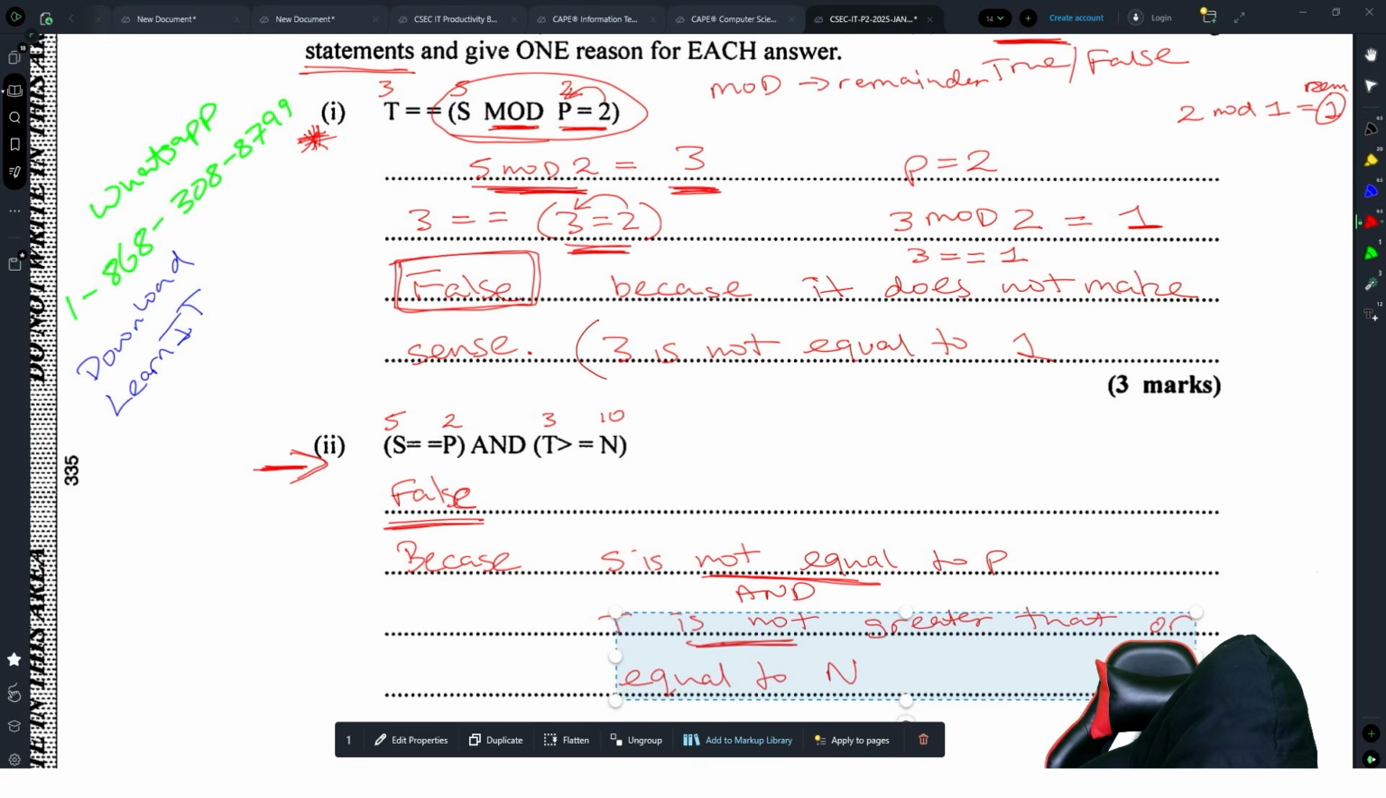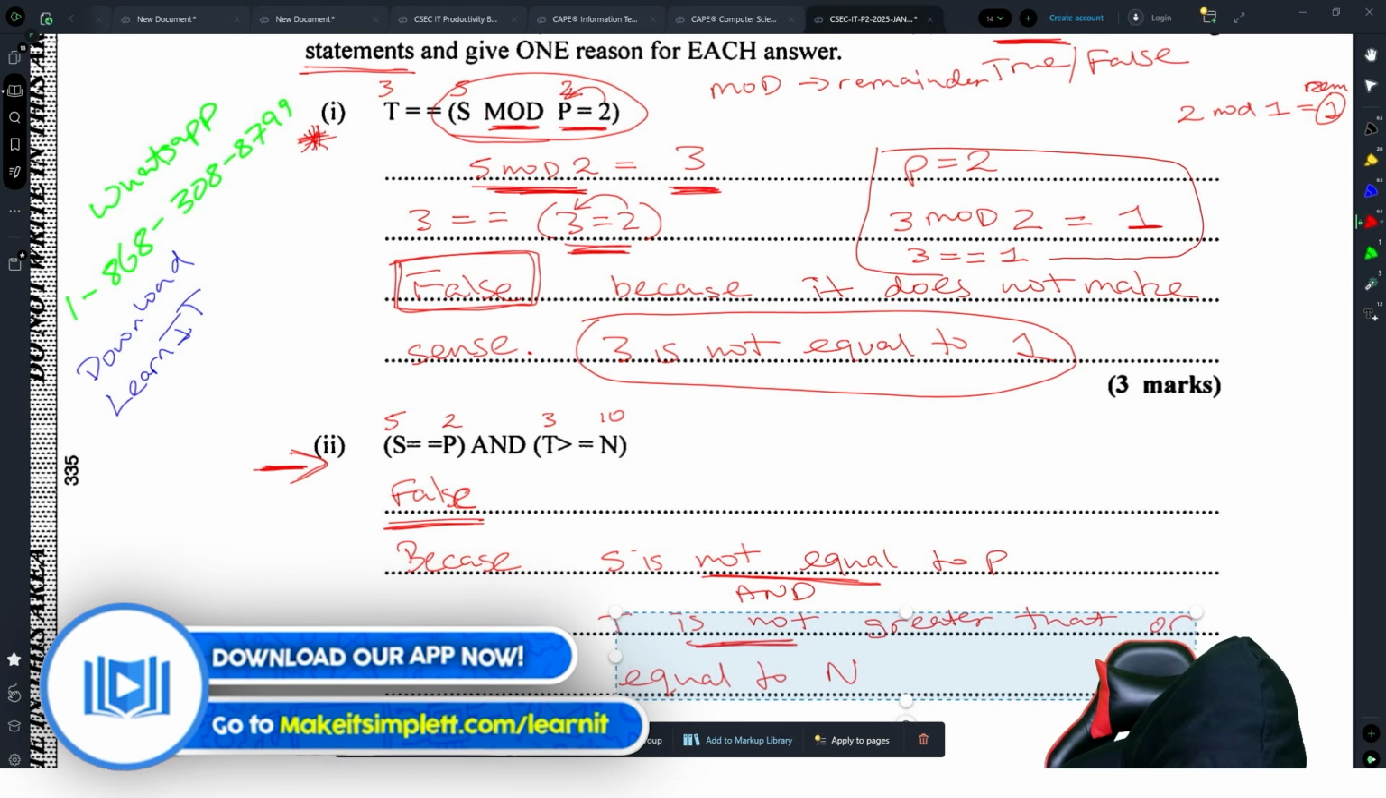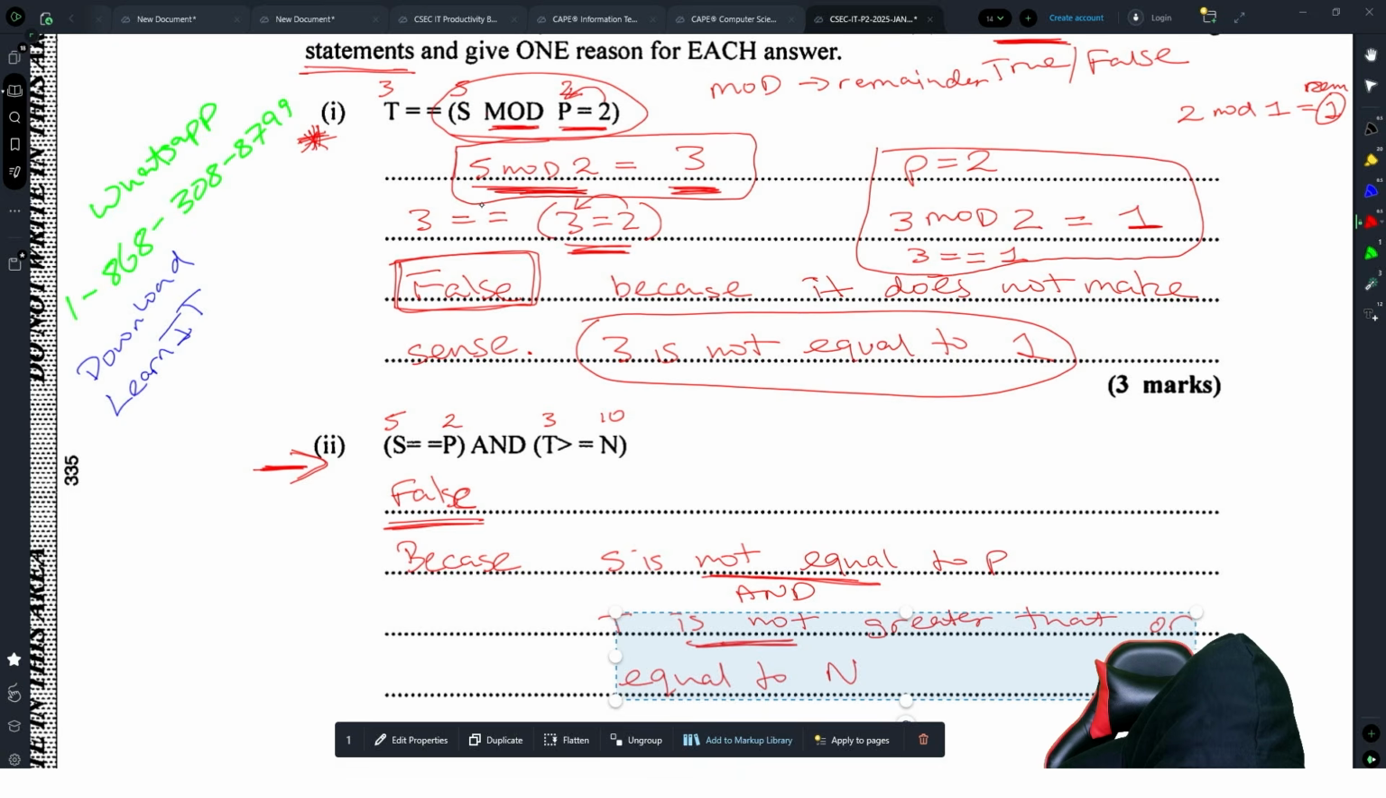Alright, that's the best explanation I could give you there. So focus on this part here. Things are put in boxes. That's the most logical answer I could think of. So 5 mod 2 is equal to 3, but you have to set P equal to 2 first. After you set P equal to 2, then 3 mod 2 is equal to 1. And then 3 is not equal to 1. So it's false because 3 is not equal to 1.